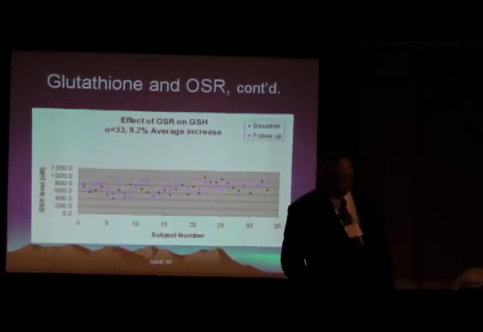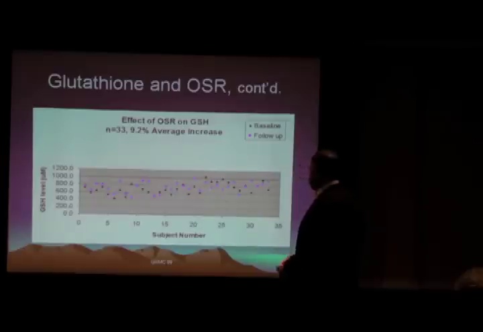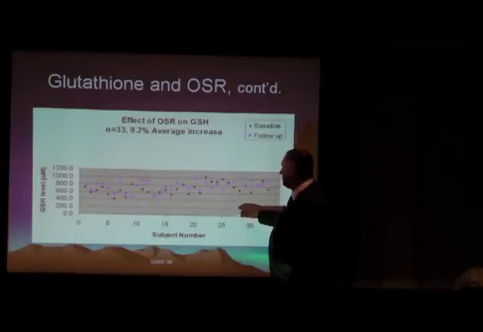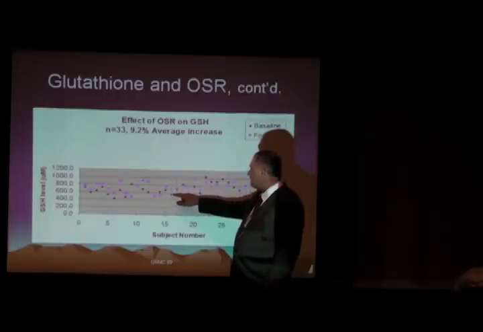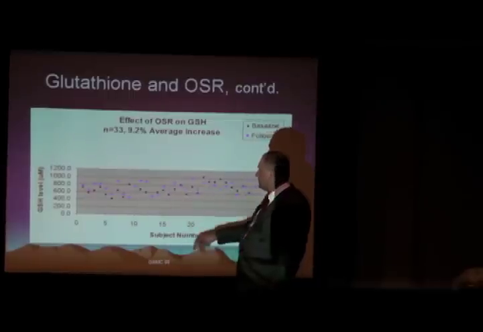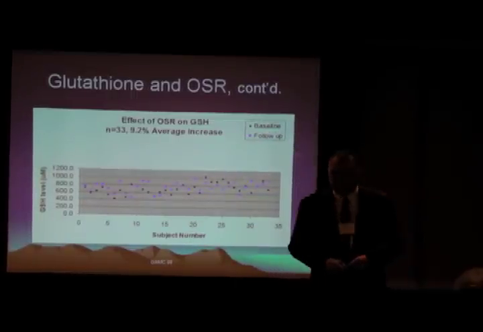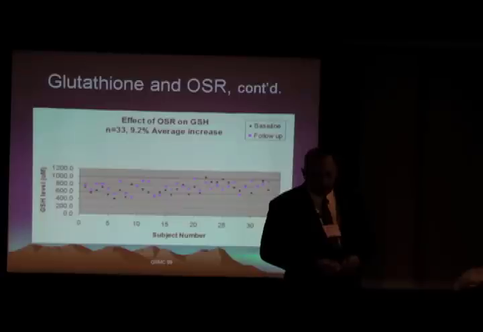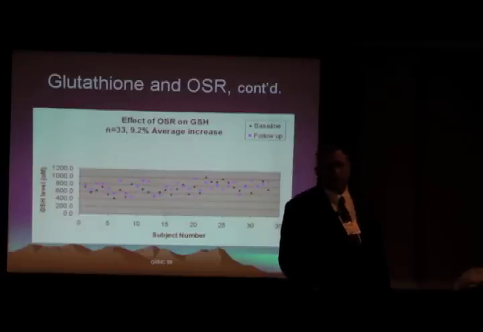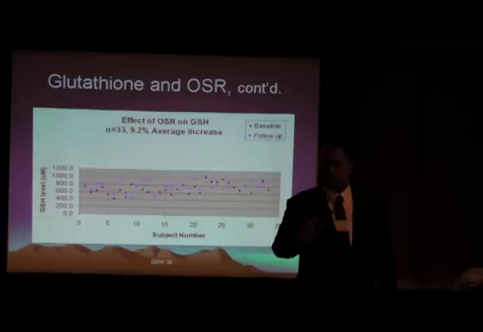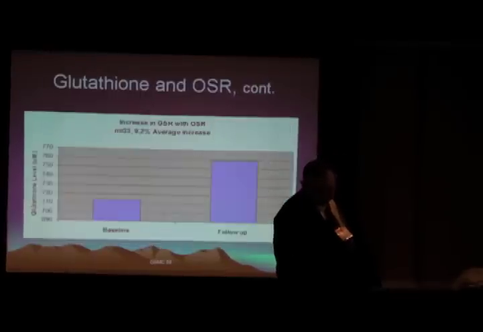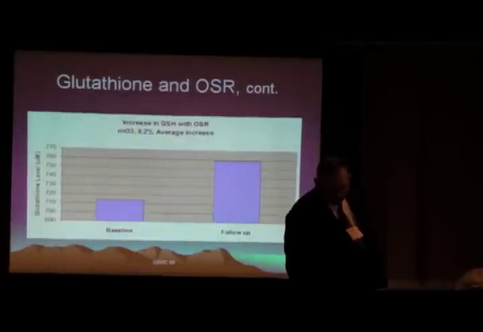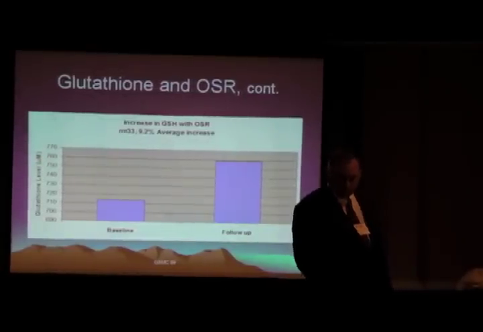Now, this is the effects of OSR on the glutathione levels, with the baseline levels being shown in the diamonds, and the follow-up levels above that in the pink squares. The average increase in glutathione levels was 9.2% in this population. It may not sound like much, but when you increase your intracellular glutathione levels by 9%, that really does substantially increase the body's ability to detoxify. And this is just showing the same changes in the range.